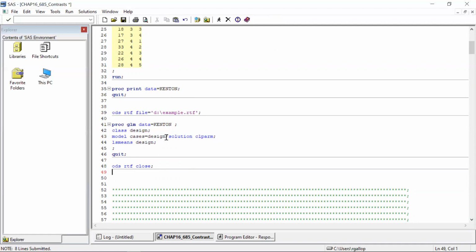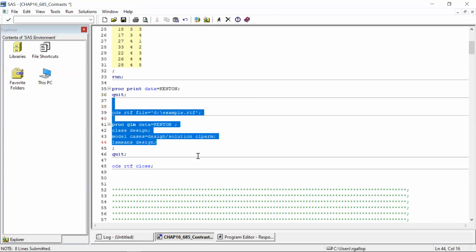Now remember, the solution option will give me the regression coefficients. Without the solution, I'll just get the ANOVA table. The solution works well and tells us how levels are different from the reference cell. The CL parm will give us confidence limits of those parameters. But the important thing is the solution is going to tell us how SAS is parameterizing the model. So now I'm going to go ahead and run this really quick.